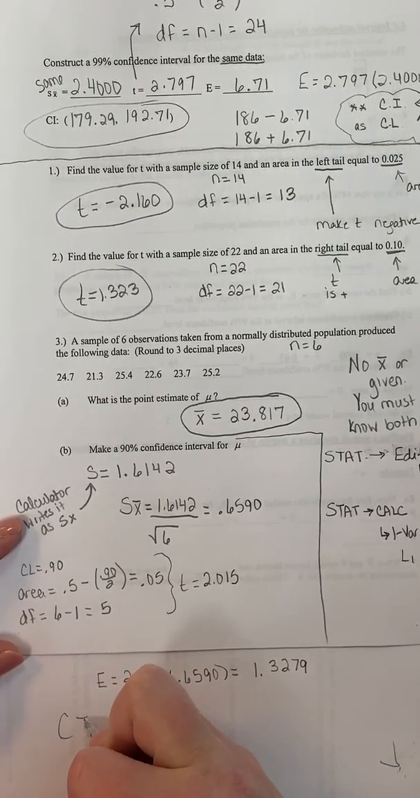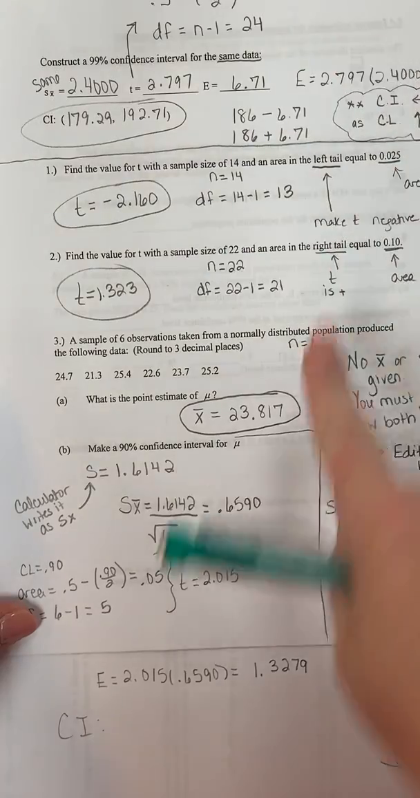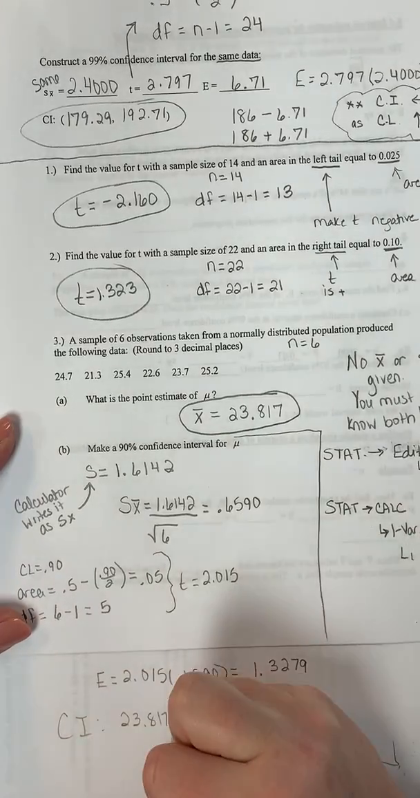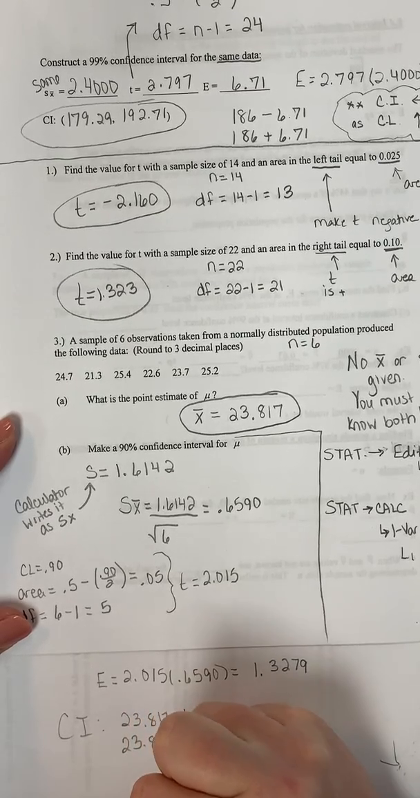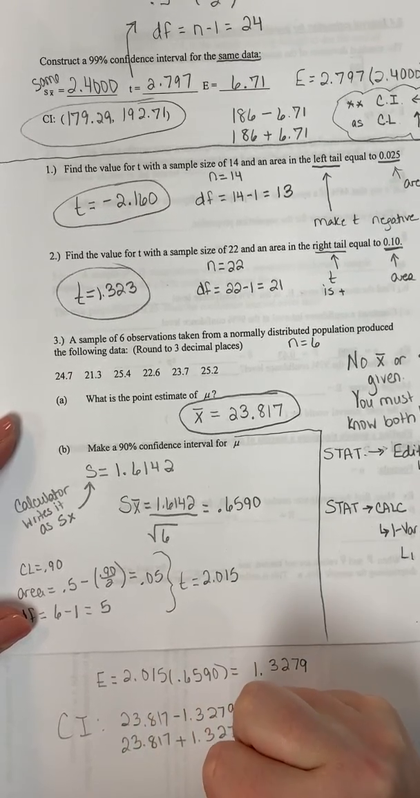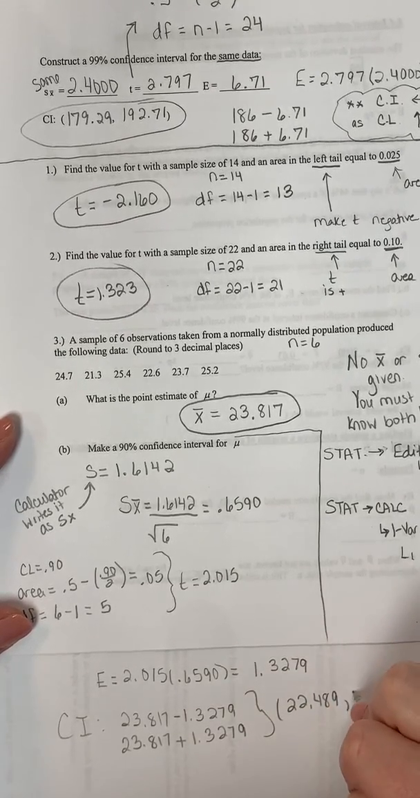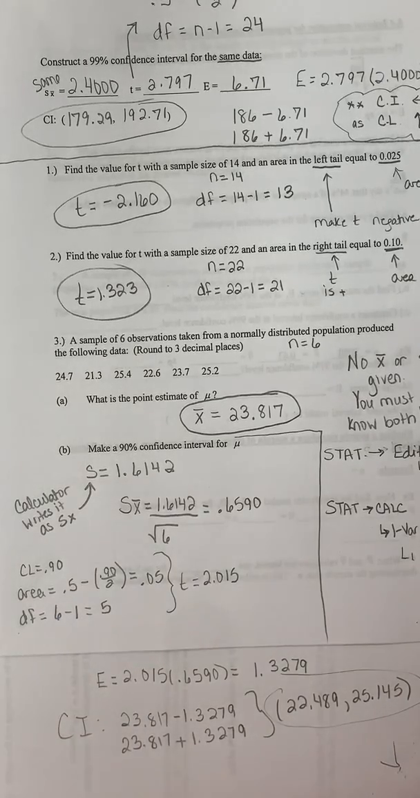Then last but not least is our confidence interval. We're going to take X bar plus or minus E. Here's X bar. We are going to subtract 1.3279, and we're going to add 1.3279. That's going to give us a nice little interval that looks like this. And there's our confidence interval. So that one is a doozy. That one will pop up on Wiley, and it will also be on your test.